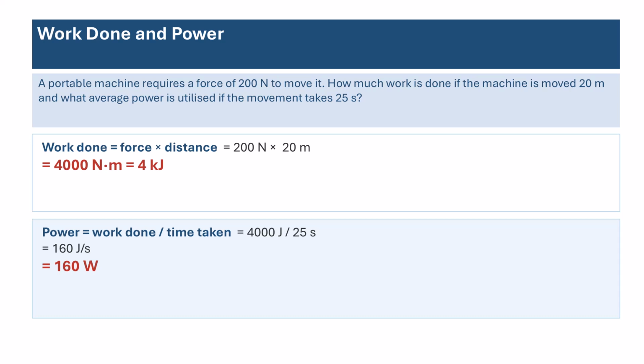For work done, W equals F times D equals 200 newtons times 20 meters equals 4,000 newton meters equals 4 kilojoules. For power, P equals W divided by T equals 4,000 joules divided by 25 seconds equals 160 joules per second equals 160 watts. The answers are work done equals 4 kilojoules and power equals 160 watts.